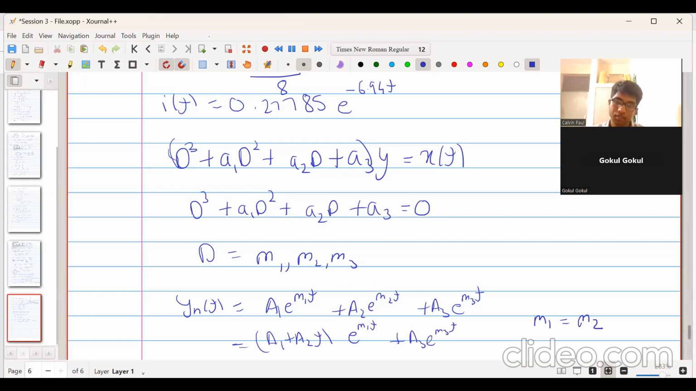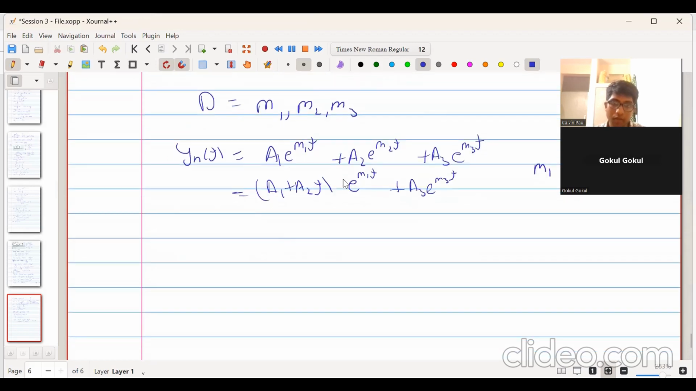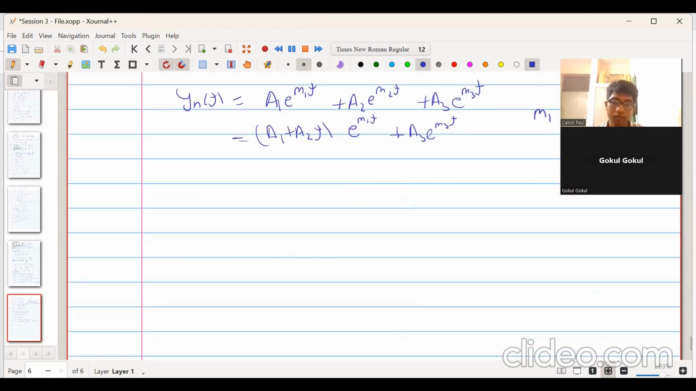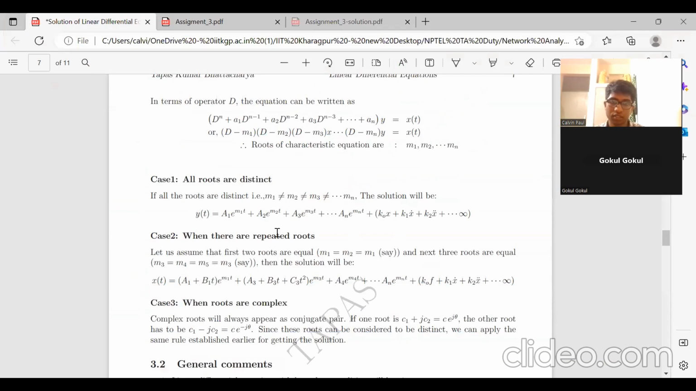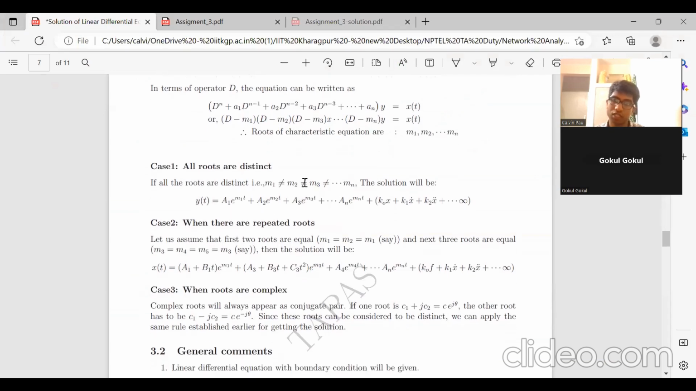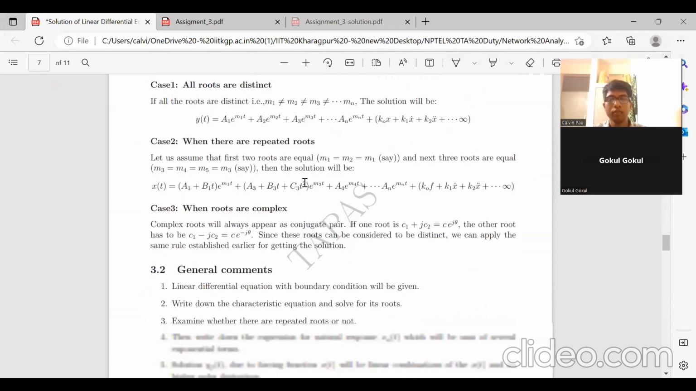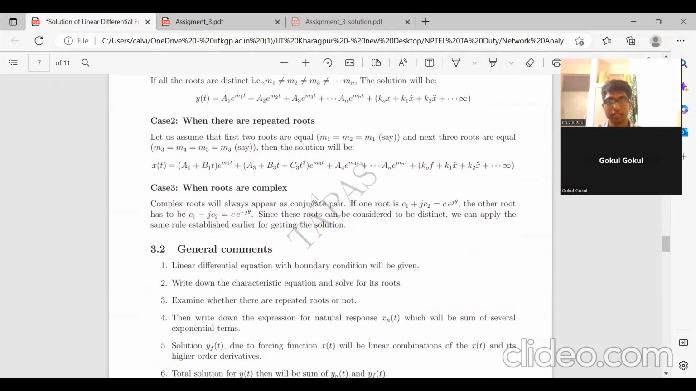So this is the method. Similarly, there are forms for repeated roots, for distinct roots, which means the roots are different, and when the roots are complex also, we will write it like this. So it is this form.